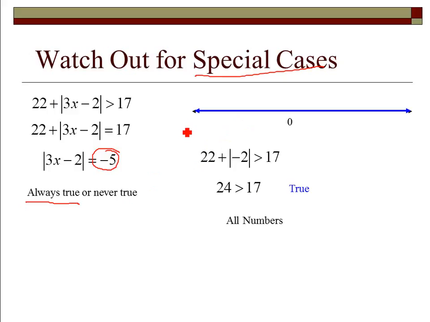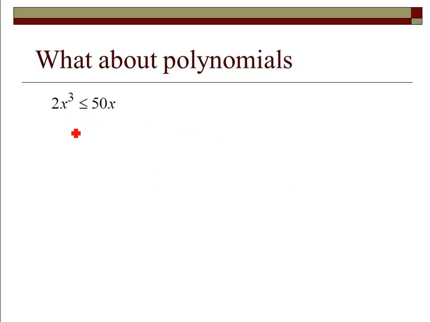Okay, let's take a look at another one that's not with absolute value. Let's look at polynomials. So now we have an equation, and it's a polynomial. 2x cubed is less than or equal to 50x. Now I can change to equals right now, or if I wanted to, I'm going to have to factor it, so I'm going to move the 50x to the other side.